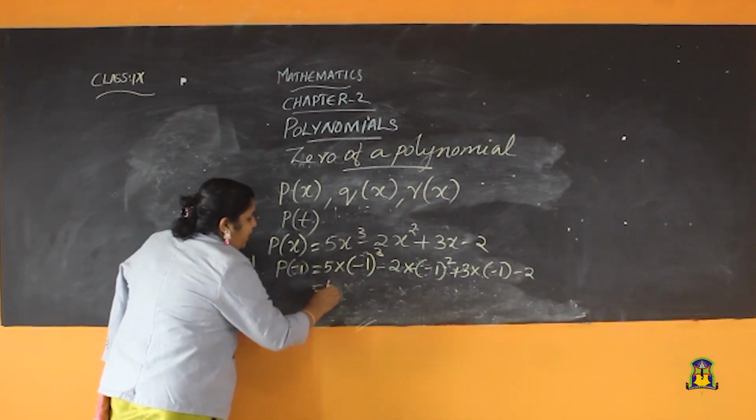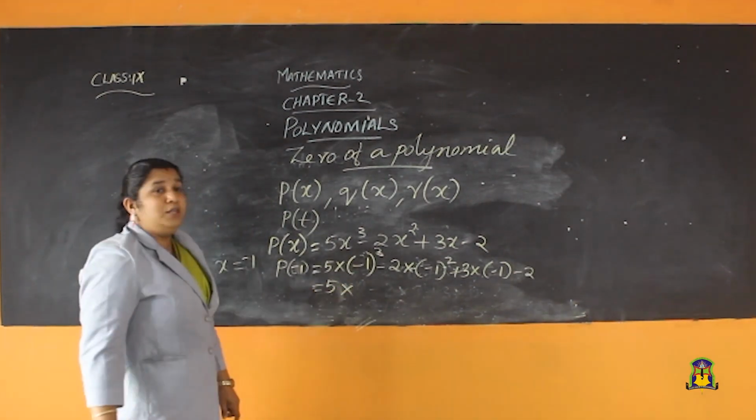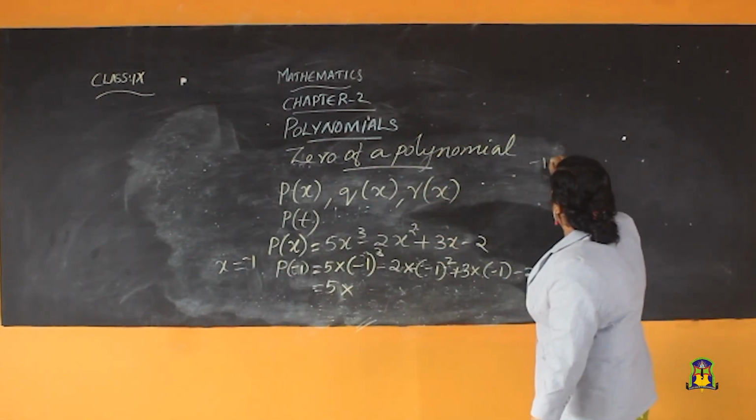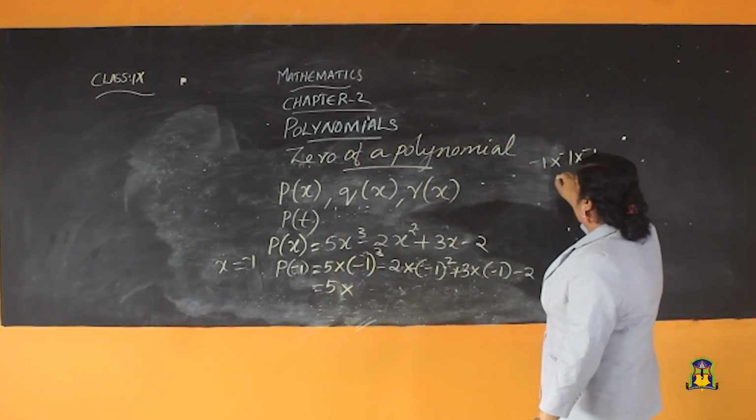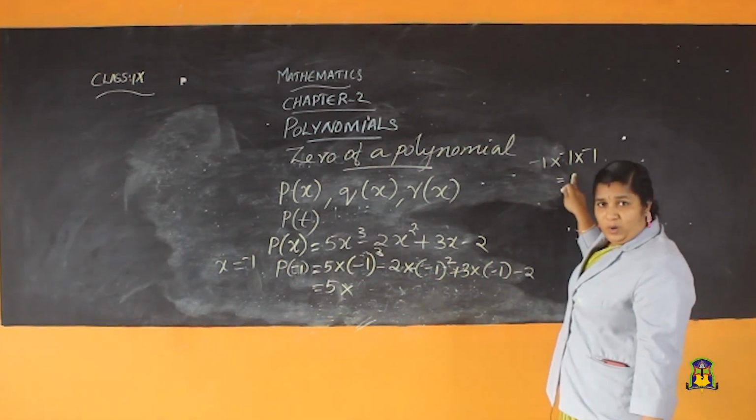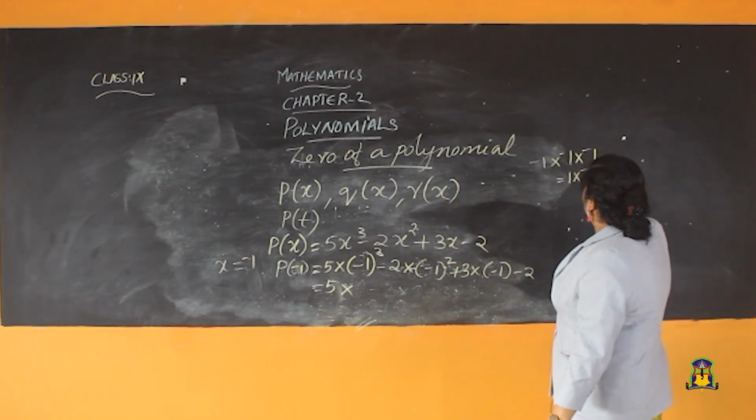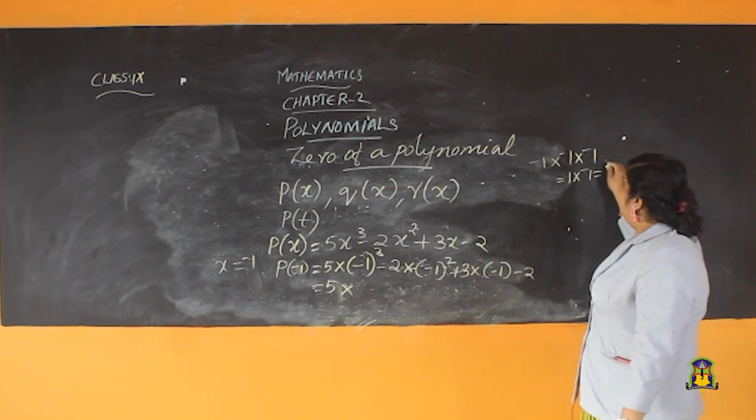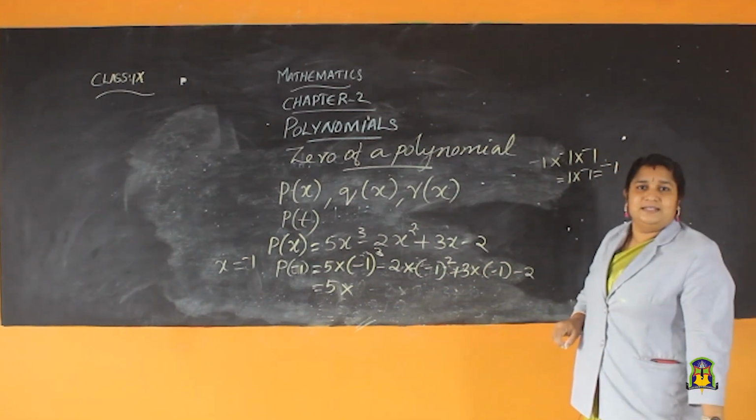which is equal to 5 into minus 1 the whole cube. What do you mean by minus 1 the whole cube? That means minus 1 into minus 1 into minus 1, correct? Minus into minus, plus 1 into 1, 1. So, 1 into minus 1, what is that one? 1 into 1, 1, and plus into minus, minus. So, minus 1 is the answer, correct?